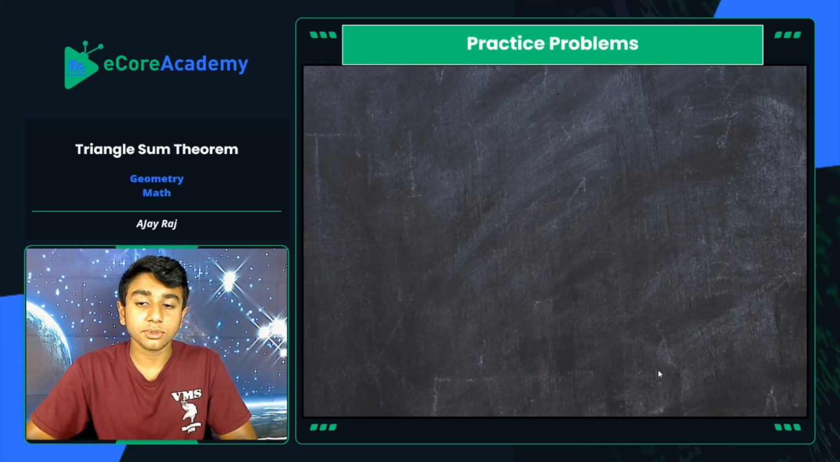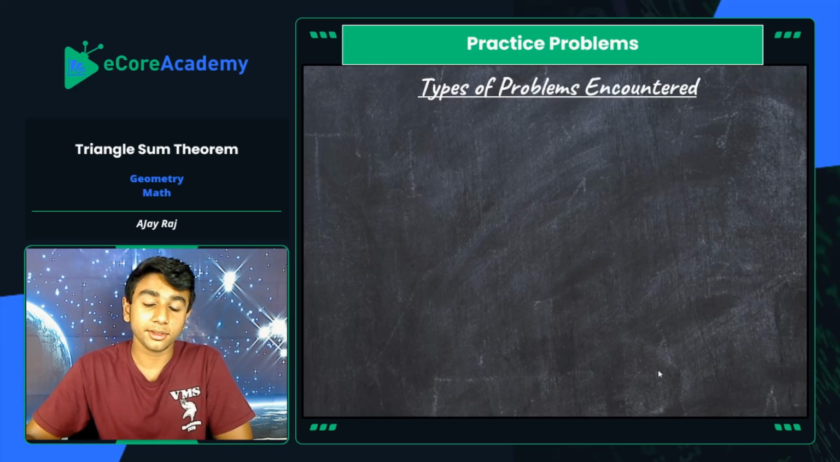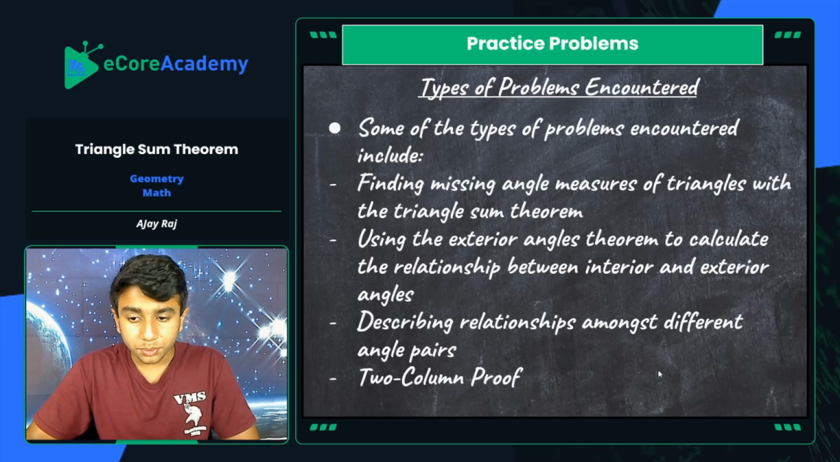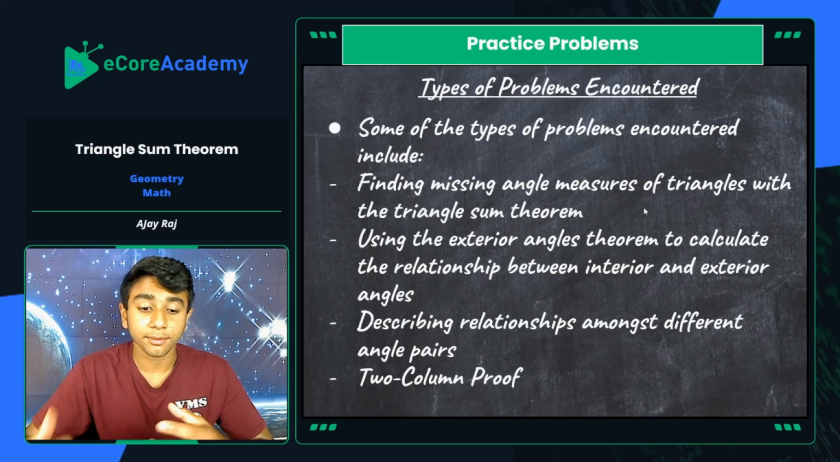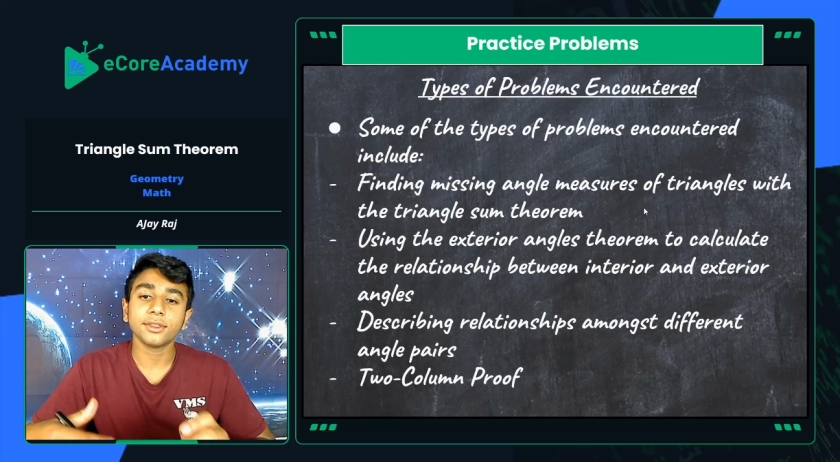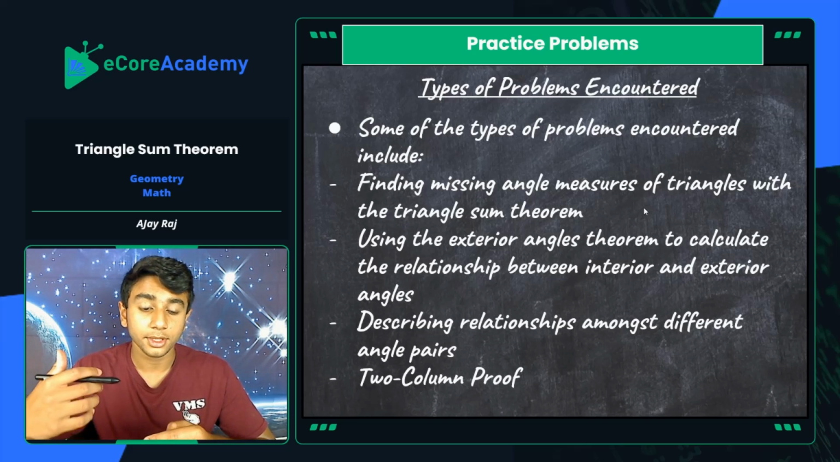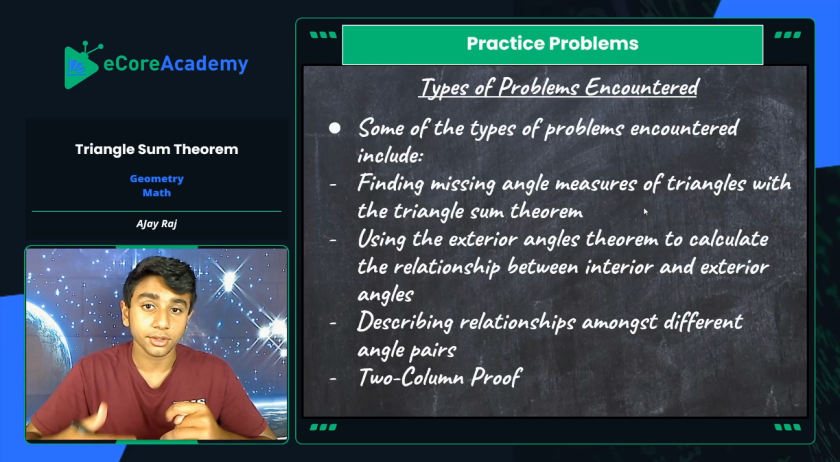And let's look at the different types of practice problems, and we'll end the video there. So the types of problems you're going to be encountering with the triangle sum theorem include finding missing angle measures of triangles with the triangle sum theorem, meaning if you know that a triangle has 180 degrees, you can find one angle measure, and you can tell the sum of those remaining two angle measures by subtracting it from 180. Or if you know that you have a 90-degree angle, you can use the corollary to tell that those two remaining acute angles are going to be equivalent to 90 degrees, and they're going to be complementary.